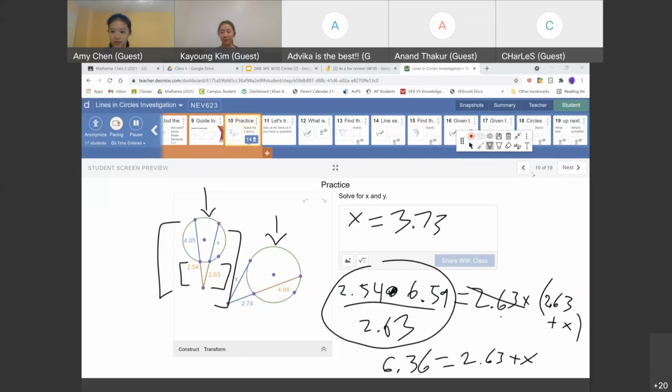Oh. You calculated more on the second one? I mean, I guess, if you could. Does anyone have any questions about this so far?